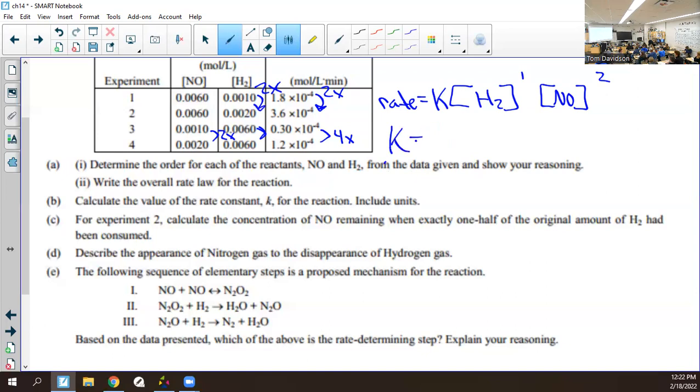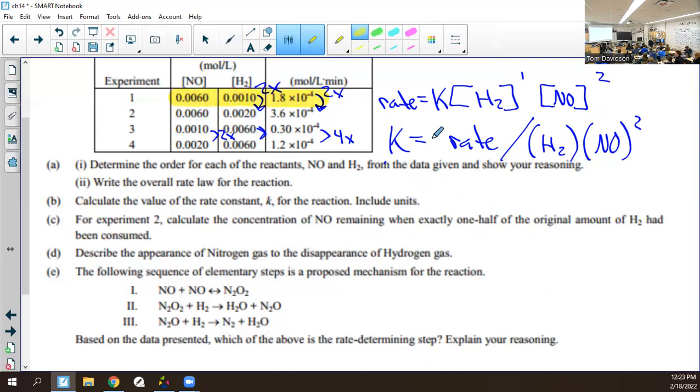I'm going to rewrite this. K equals rate divided by H2. You're welcome. Okay, so to find K, I just take the top row and plug all this information into my rate law. Is everyone okay with that? All right, then I just got what number? I don't know. What was it? 5,000. Oh, 5,000. Okay. I never actually did this.